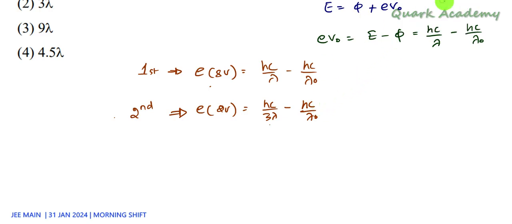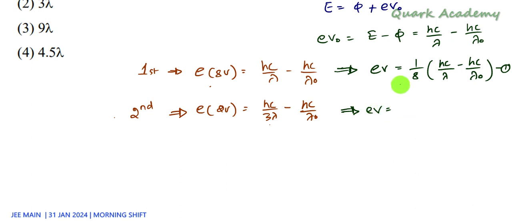Since we need to find lambda 0, we'll try to rearrange these equations and figure it out. From this, I just want to write electron volt on the left side. It is going to be 1 by 8 into hc by lambda minus hc by lambda 0. Let it be equation 1. And similarly, I want to write electron volt here, which will be 1 by 2 into hc by 3 lambda minus hc by lambda 0. If you look at the two equations, the left side is the same, which means the right side should also be the same. So equation 1 equals equation 2.